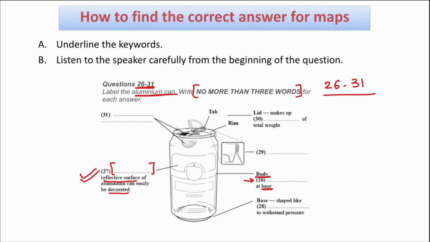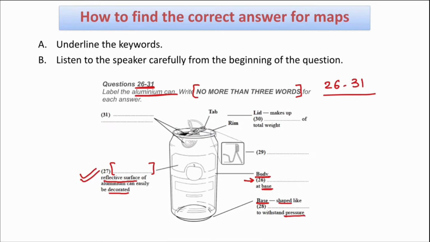Then comes the 28th question, base, and it is written shaped like dash to withstand pressure. You need to tell the shape of the base of the aluminium can. Your keywords here will be shaped and pressure.